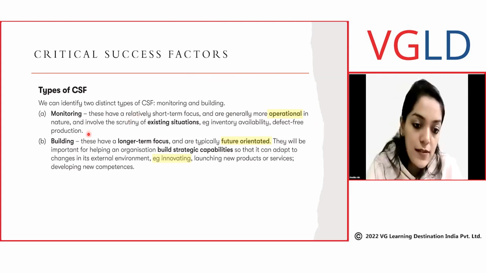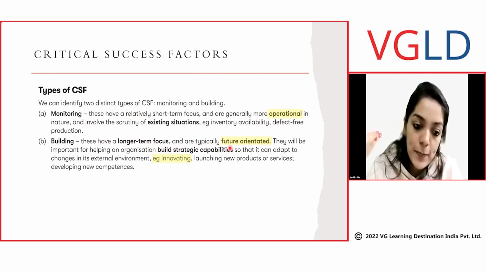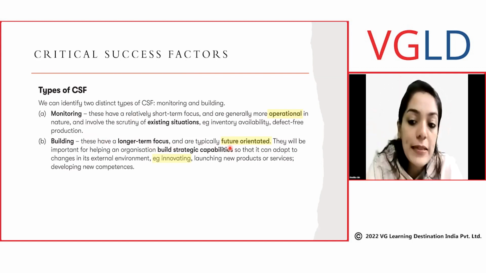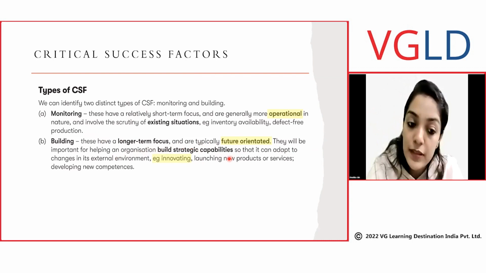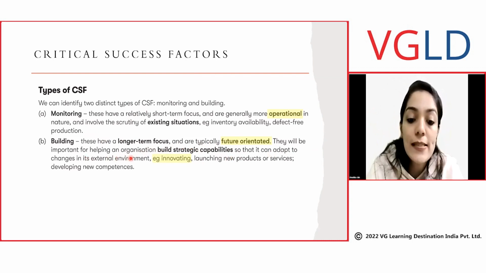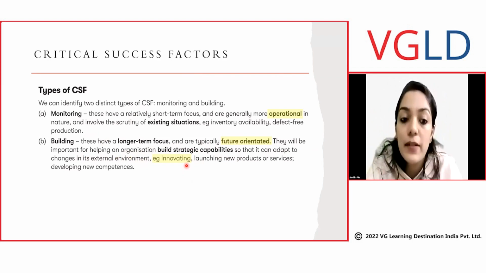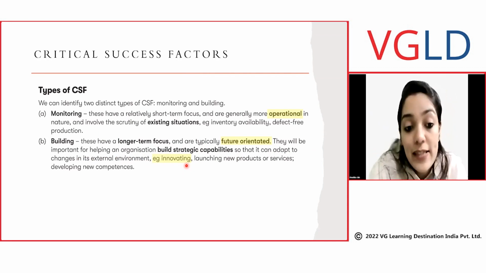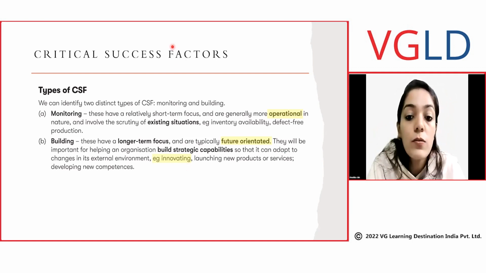Then building CSFs. These have a longer-term focus and are typically future oriented. Monitoring were short term and operational in nature. Building are long term and future oriented. They will be important for helping an organization build strategic capabilities so that it can adapt to changes in its external environment. Example, innovation. Now, Ola getting into the electric vehicle segment. Is it an example of monitoring CSF or a building CSF? Critical success factor for the long term, right? So you can think about it.